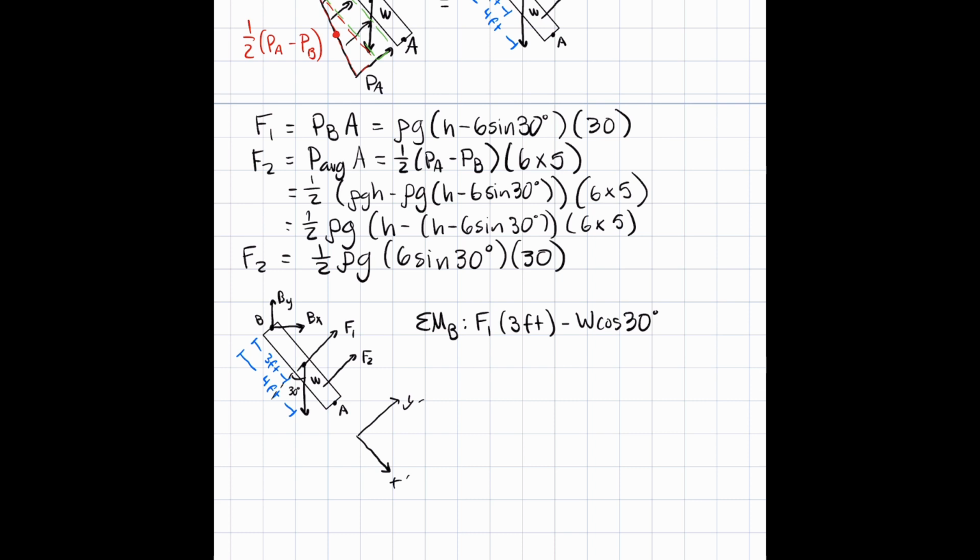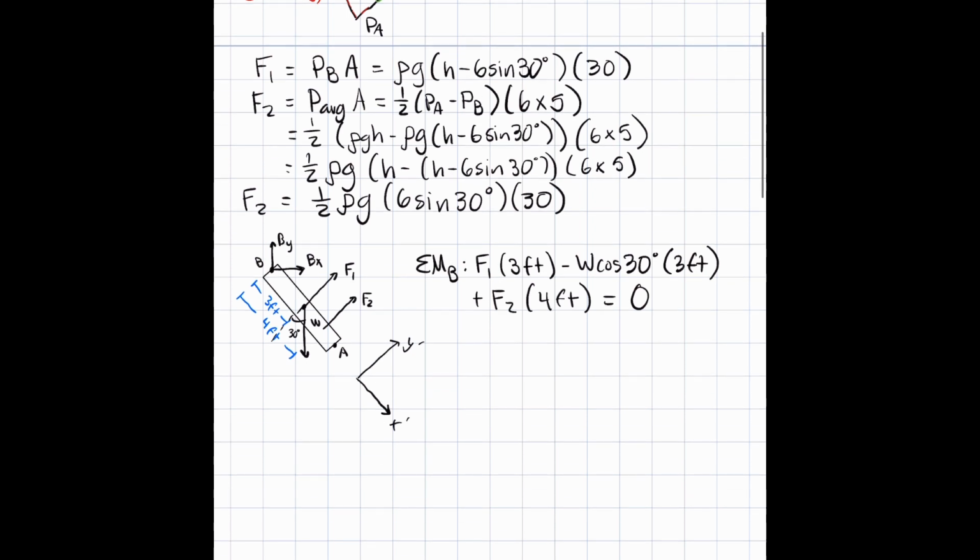So we're going to do the weight times cosine 30, and that's going to be in the negative direction, also 3 feet away from the origin in this case. And then lastly, we have F2 acting at 4 feet along the gate, also in the counterclockwise positive direction. And we know that if we want to solve for h at the minimum amount that it would cost for the gate to open, we want to set it equal to 0, because if the moment is greater than 0, then we know it's going to start opening.